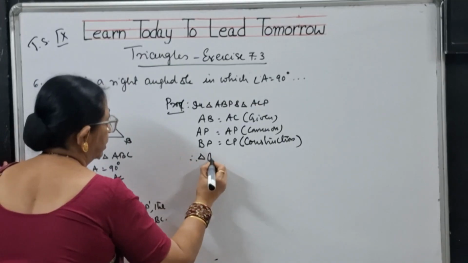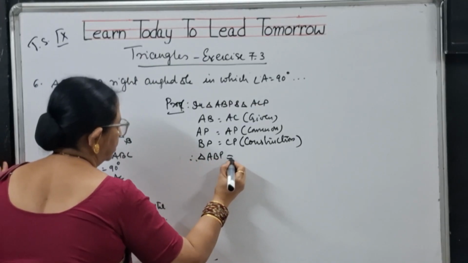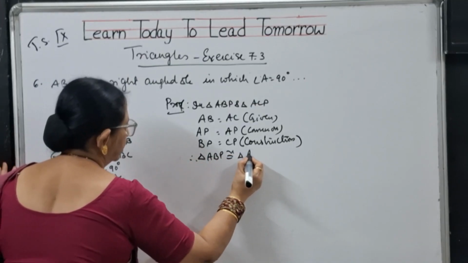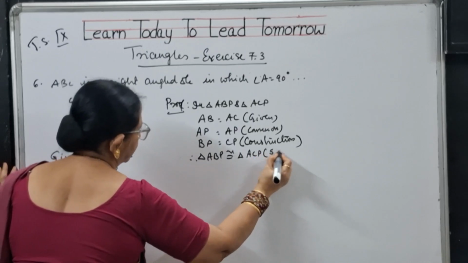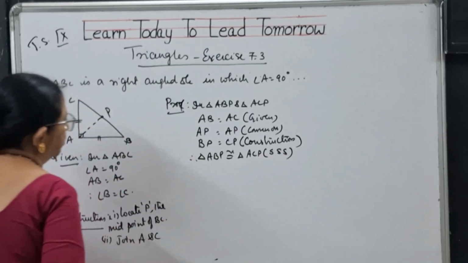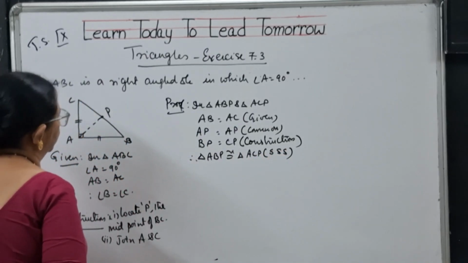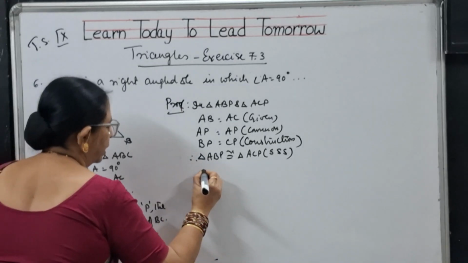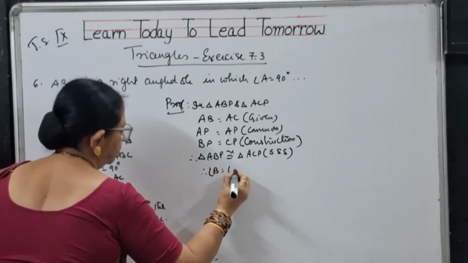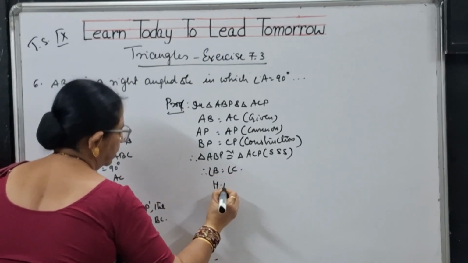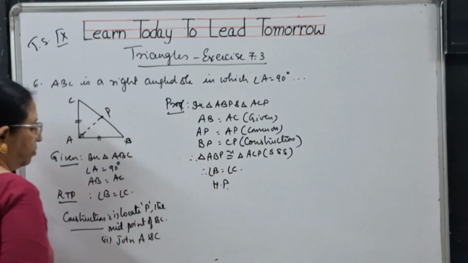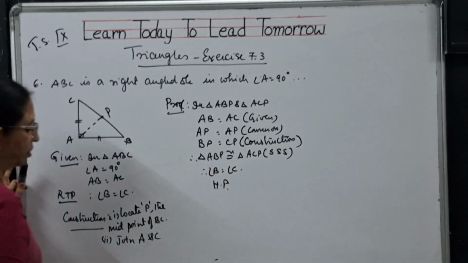Therefore, triangle ABP is congruent to triangle ACP basing on side property. When these two are congruent, angle B is equal to angle C. Hence, proved. Very simple problem, children.